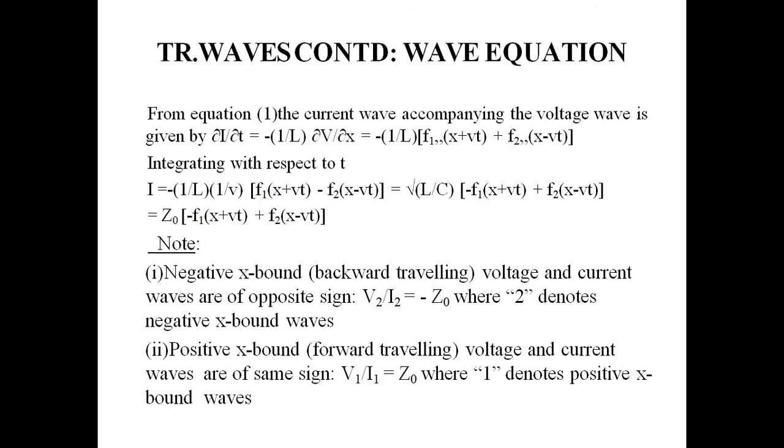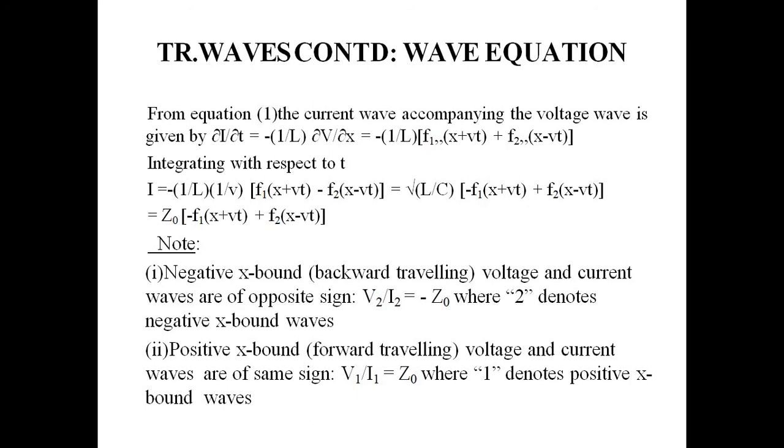C [-f1(x + vt) + f2(x - vt)] = Z0. Then f1(x + vt) + f2(x - vt).